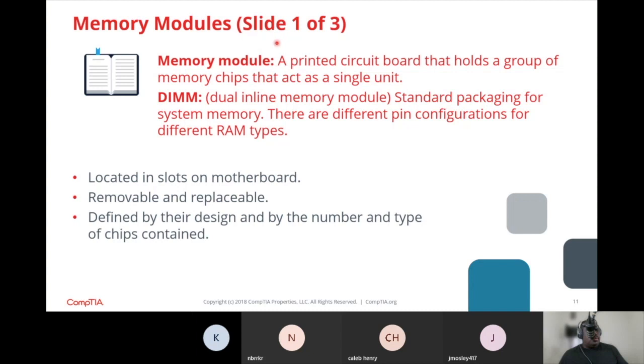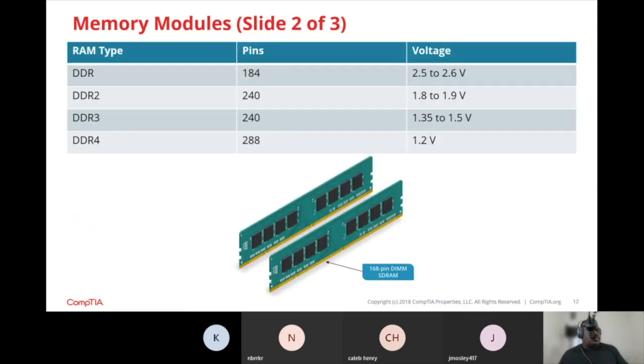So memory module, a printed circuit board that holds a group of memory chips that acts as a single unit. And DIMM, dual inline memory module, standard packaging for system memory. There are different configurations for different RAM types. Located in the slots on the motherboard, they're removable and replaceable, defined by their design and by the number and type of chips that they contain.